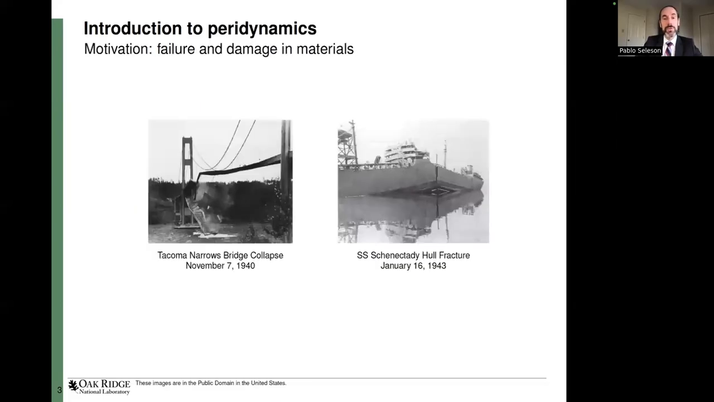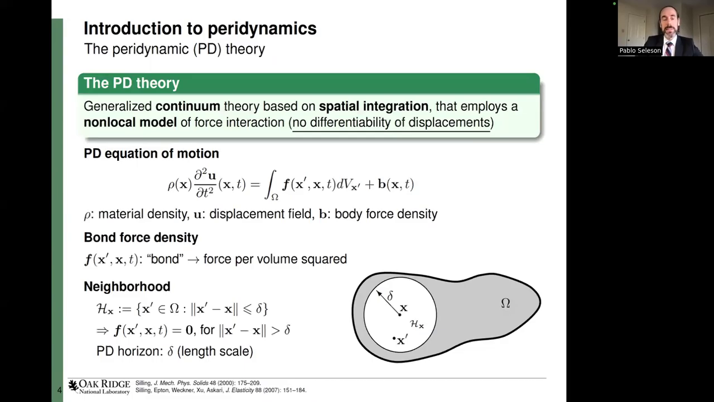So the motivation for peridynamics is failure and damage in materials, and you can see here two famous cases of catastrophic failure. Peridynamics, like other fracture methods, tries to model these things in order to prevent such catastrophic failures. Now, peridynamics is a generalized continuum theory based on spatial integration that employs a non-local model of force interaction. And the key feature is that there is no differentiability assumption on displacement fields.